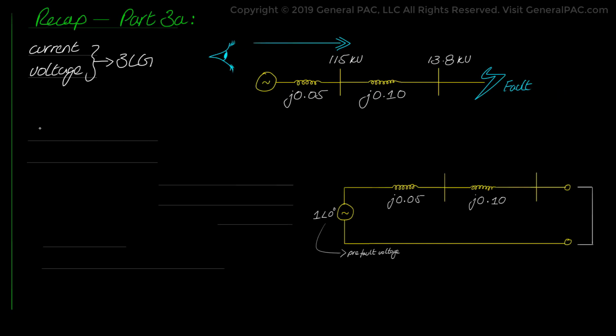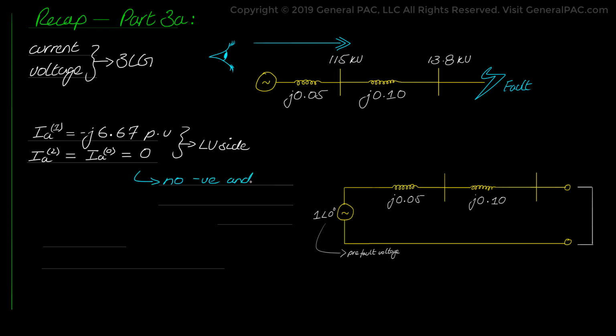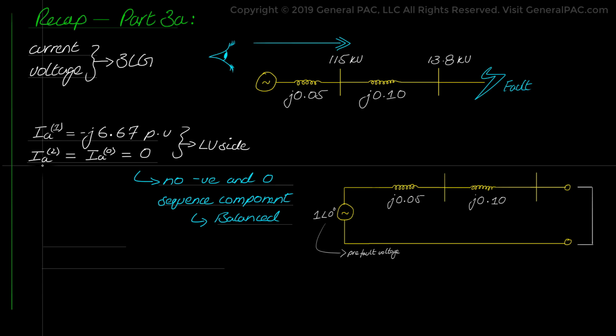For a 3-line to ground fault type, we found that the positive sequence current was equal to negative j6.67 per unit, and also that the negative and zero sequence currents were equal to 0. Now, to clarify, this was on the low voltage side of the transformer, and remember that there are no negative and zero sequence components for a 3-line to ground fault because it's a perfectly balanced fault type. This can be expressed as 6.67 per unit at the angle of negative 90 degrees in polar form.